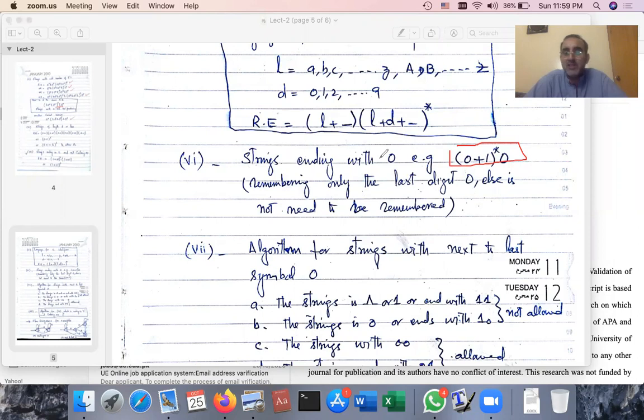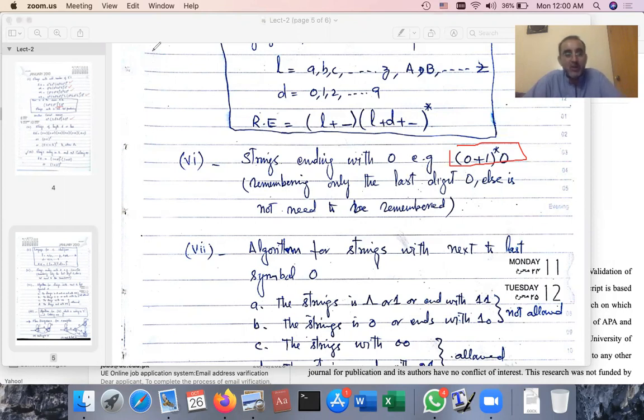And this was the definition of this language. Because the condition is only strings ending with 0, and before that any combination, it is simple. So you can write 0 plus 1 whole star, which means all possible combinations, and then end it with 0. So this is an easy one.